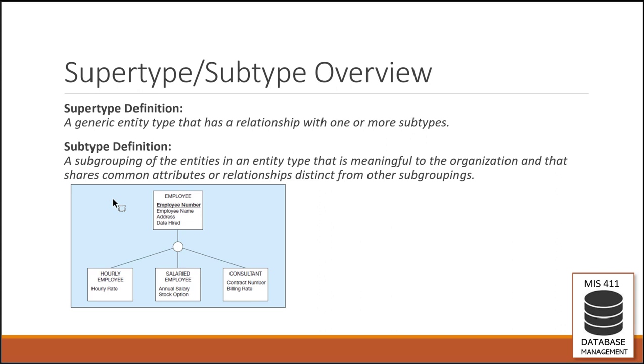And you can see there's an employee supertype, right? And then the subtypes of the employee are hourly employee, salaried employee, and consultant. So intuitively, you can kind of infer what a subtype and supertype is, setting aside the definition for a moment. You have the generic kind of entity, and then you have the different permutations or variations on that entity.